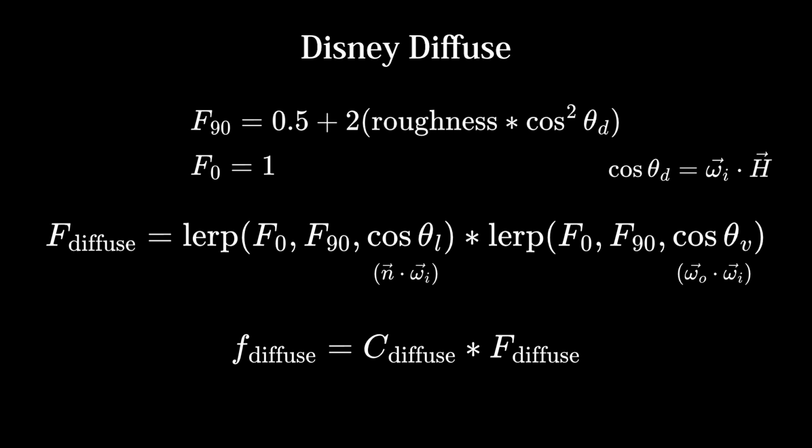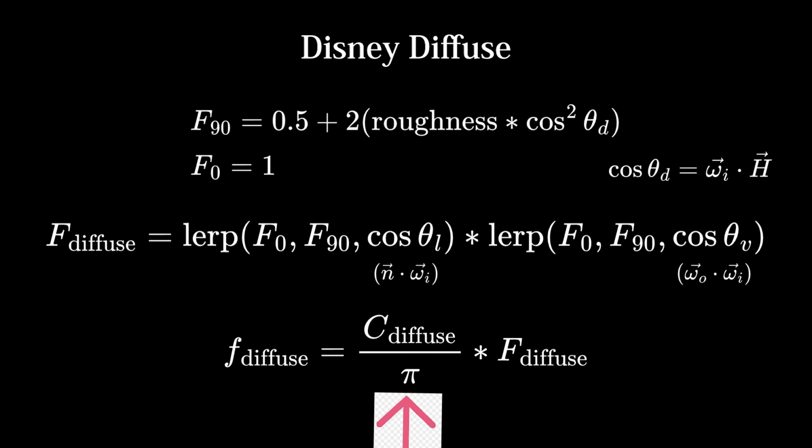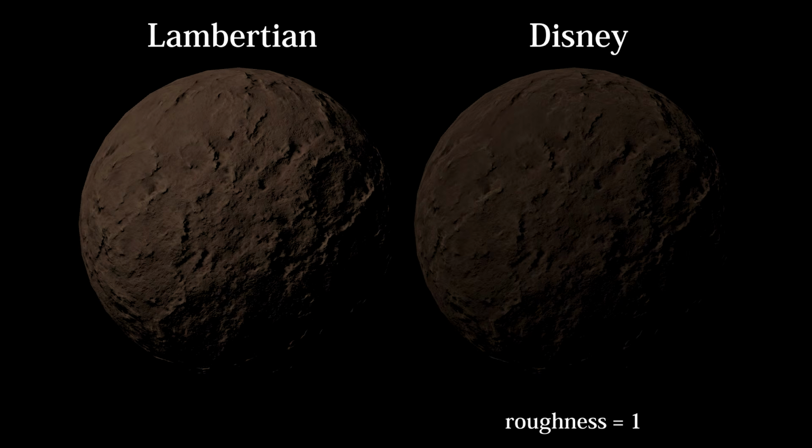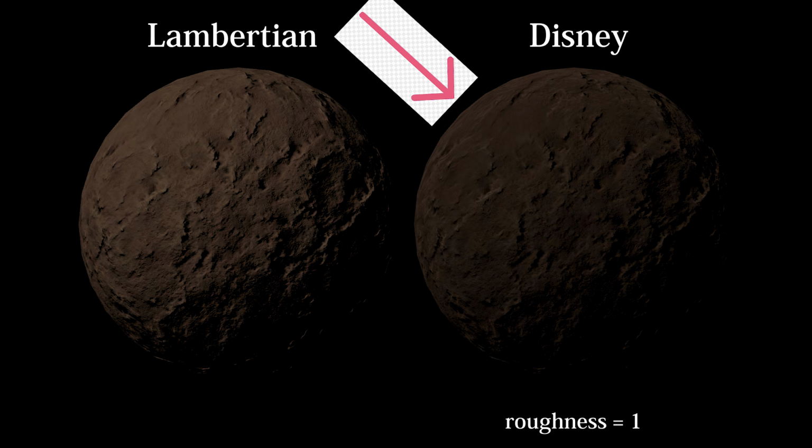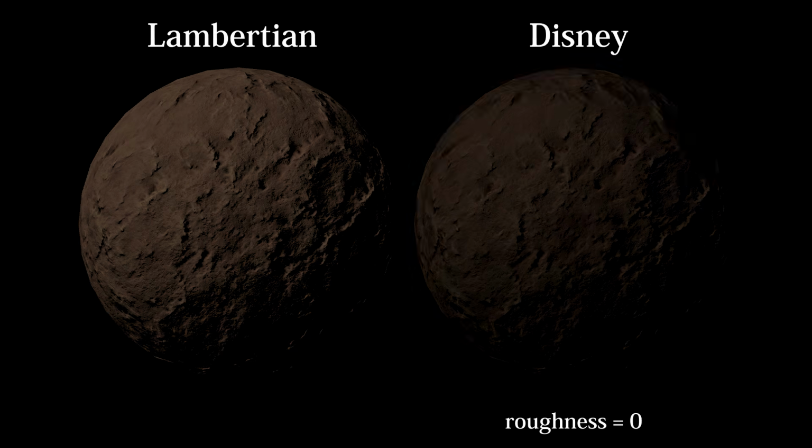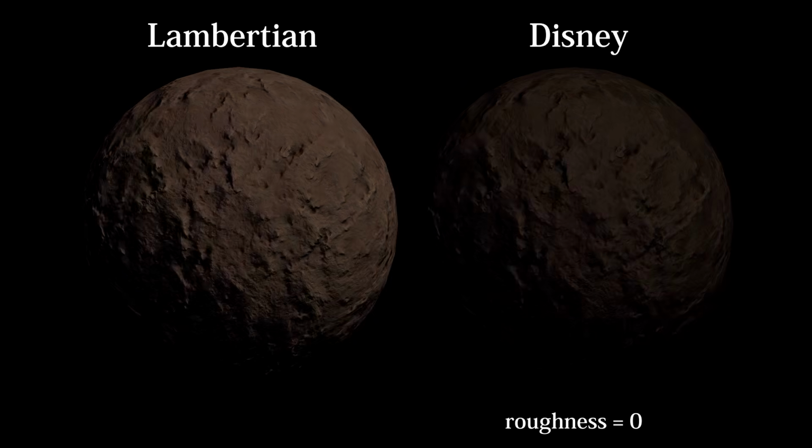This is then multiplied with the base surface color, since it's diffused light, and divided by pi. I chose to include the pi this time because I think it looks better. When compared with the Lambertian BRDF, the difference is quite clear. A roughness of 1 makes the sphere look brighter on grazing angles, while a roughness of 0 has the opposite effect because a smoother surface will diffuse less light.